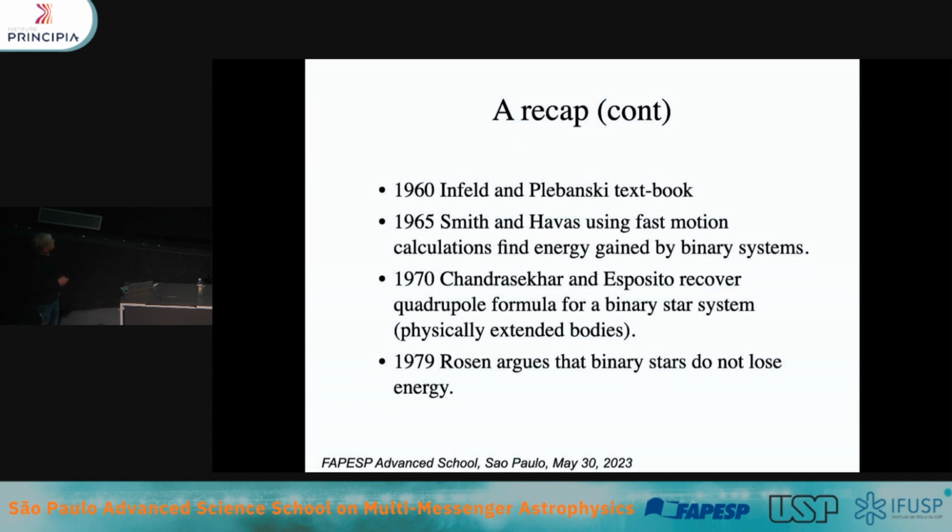It's a book by Infeld and Plebanski. But look at the incoherence. In 1965, Smith and Havas, using a fast motion calculation, find energy being gained by binary systems. Chandrasekhar and Esposito do the calculation right, and they recover the correct quadrupole formula for a binary star system. But still in '79, Rosen was arguing that binary stars do not lose energy.